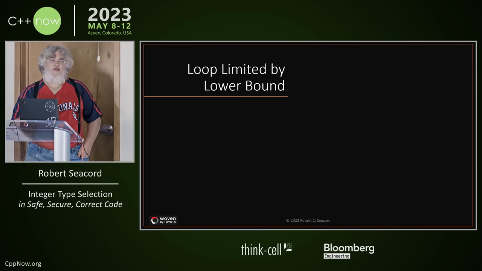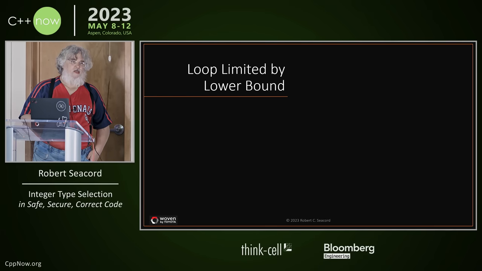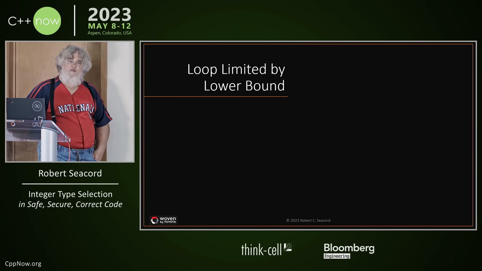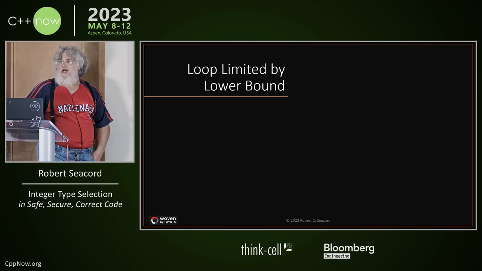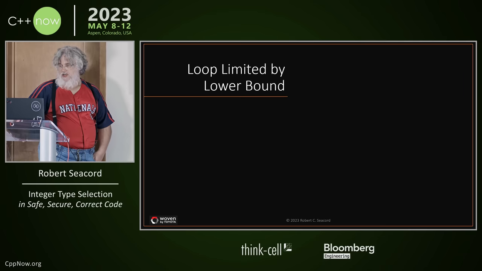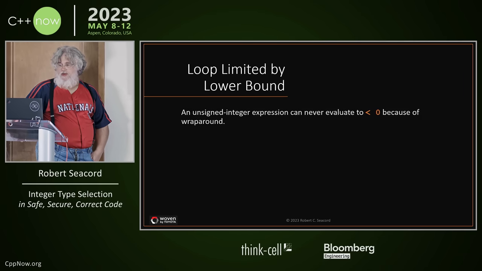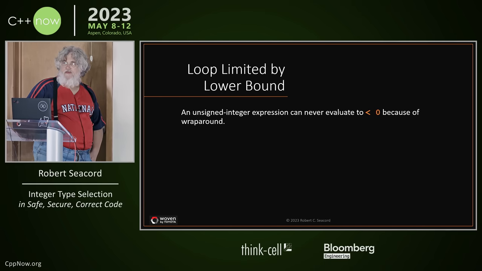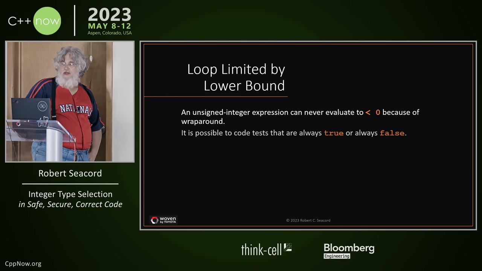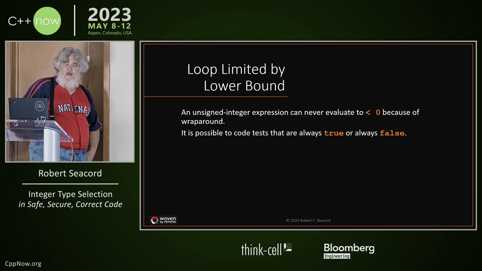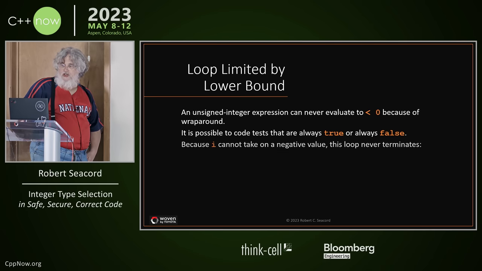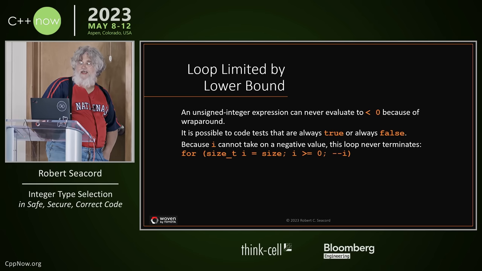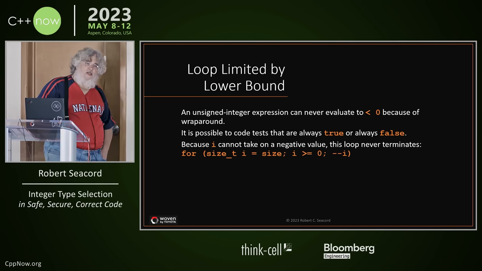Okay, so I'm gonna go into a use case. There's a bunch of use cases and not enough time to do all of them, but this is the one that I think comes up the most frequently in this argument. It's a loop limited by a lower bound. An unsigned integer expression can never evaluate to less than zero because of wraparound, so it's possible to code tests that are always true or false. In this example, because i can't take on a negative value, this is an infinite loop.